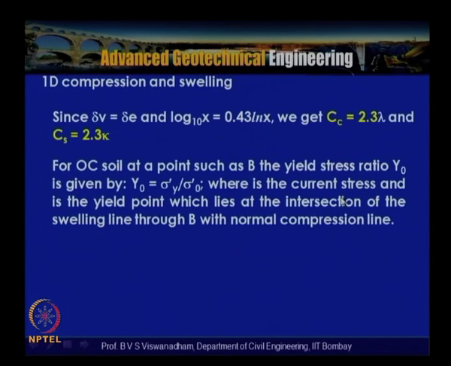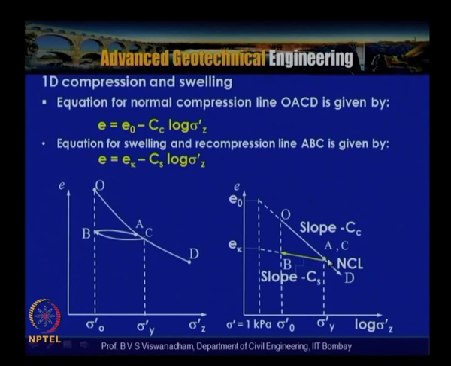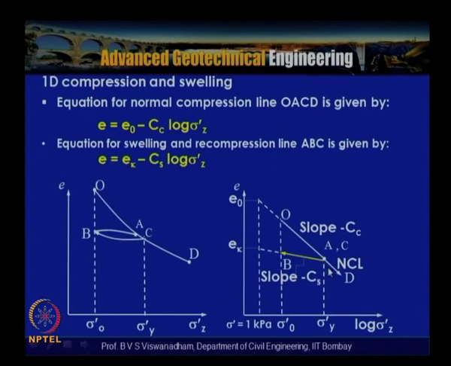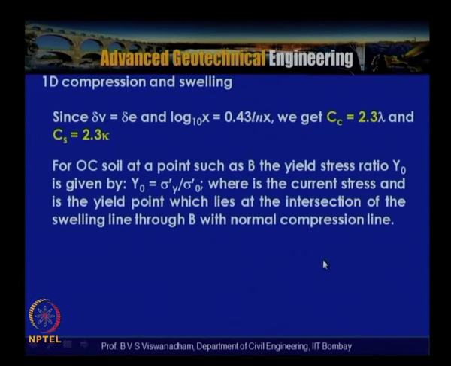So we are defining here the yield stress. The yield stress ratio is the ratio of sigma dash y to sigma naught dash. Sigma dash y is obtained at this particular point on the normal compression line, where the unloading limb meets the normal compression line, and that is sigma dash y divided by sigma naught dash, where sigma naught dash is the current stress.